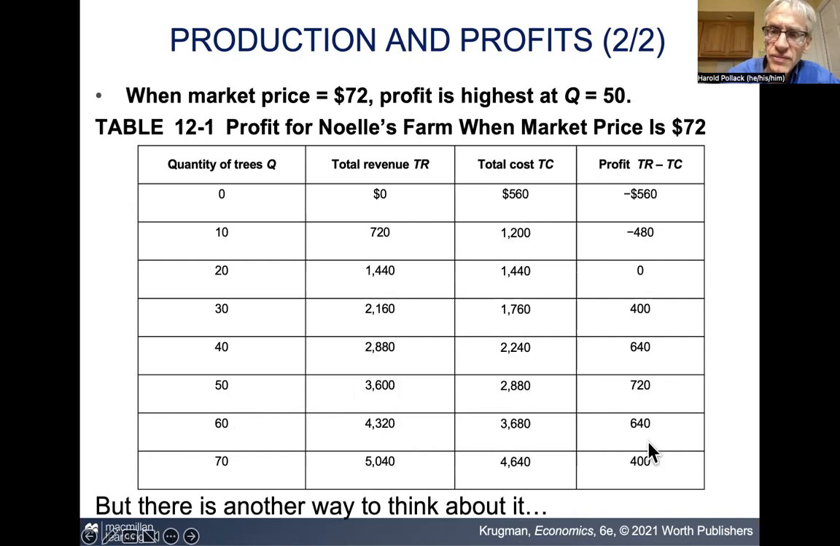Okay. If you want to check your understanding, add another column here that's just average total cost, which is just this thing divided by the quantity. And take that thing, and here you take this and subtract it from 72. You have the firm's markup at that level of production.